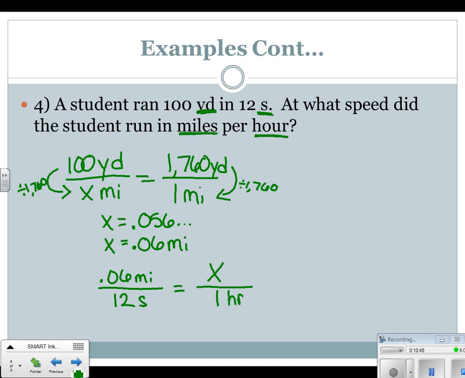Well, there's a problem with how I set this proportion up. See, this x is going to represent miles, but if we look at the units on the bottom of the proportion, I have 12 seconds and 1 hour.